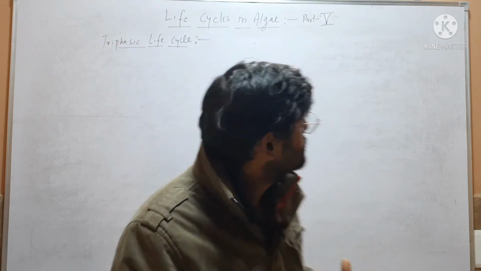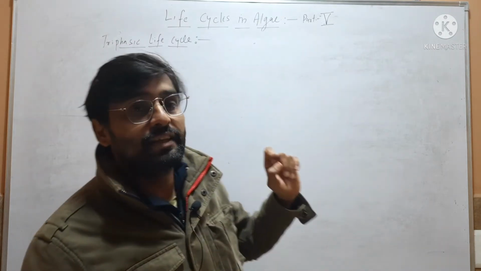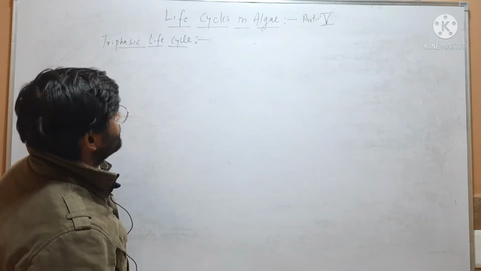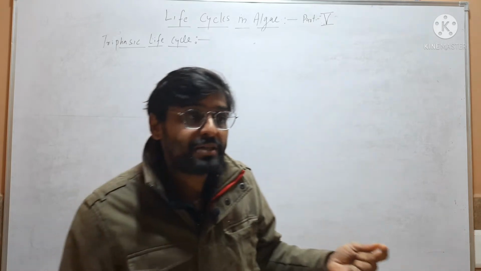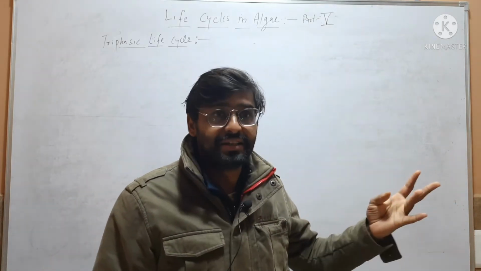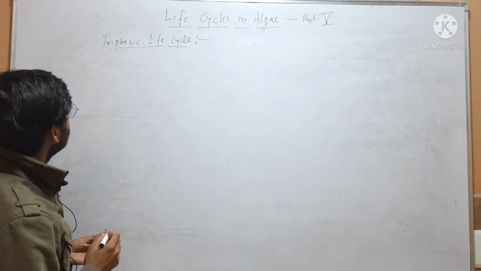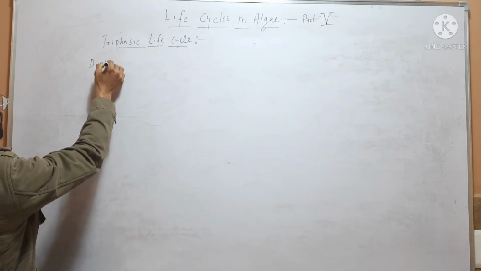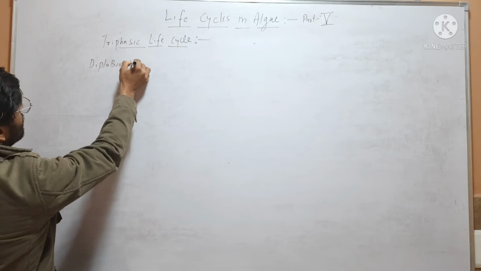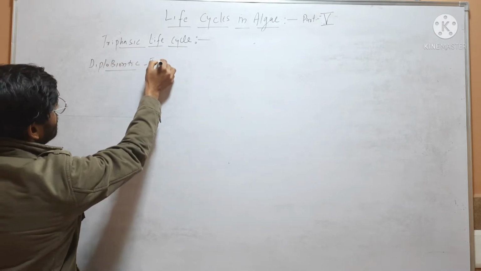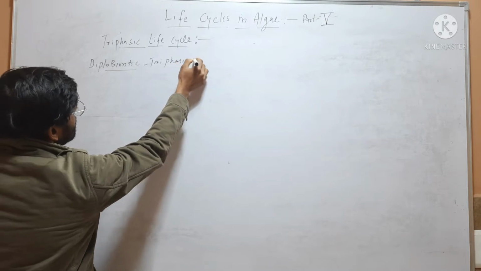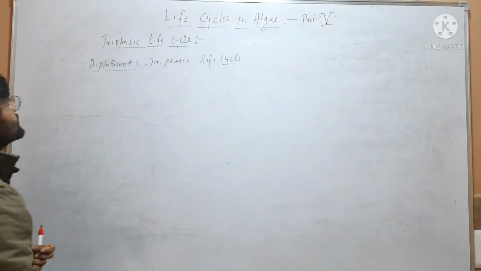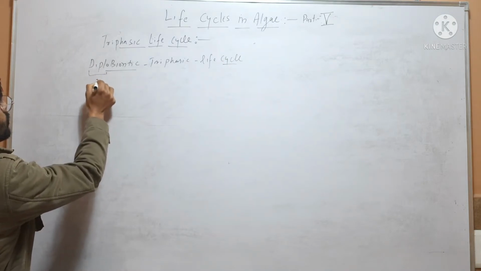So this video is part 5 of life cycle in algae. In this video, we will cover a type of triphasic life cycle. So triphasic life cycle is a life cycle which has 3 generations. So in this video, we will cover the diplobiontic triphasic life cycle. Diplo means 2, biontic.